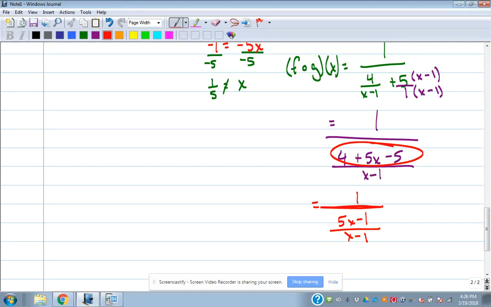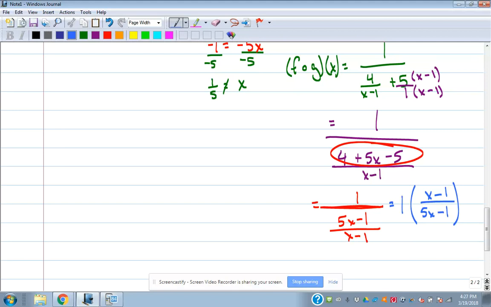Dividing by a fraction is the same thing as doing what? Multiplying by the reciprocal. So this is 1 times x minus 1 over 5x minus 1. So I've just taken this division problem, this fraction, and rewritten it as a multiplication problem. That's all I did right there. Dividing by this fraction is the same as multiplying by this reciprocal.